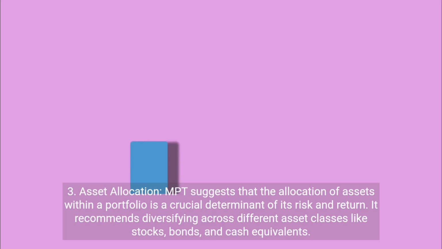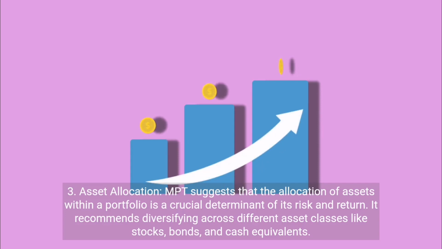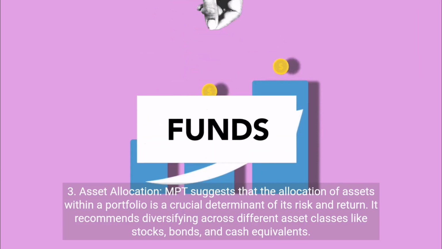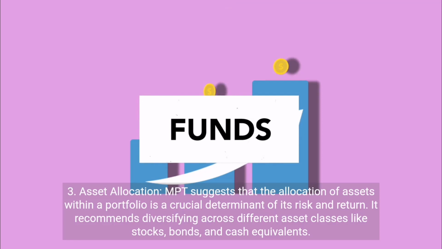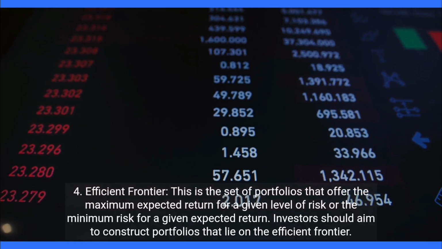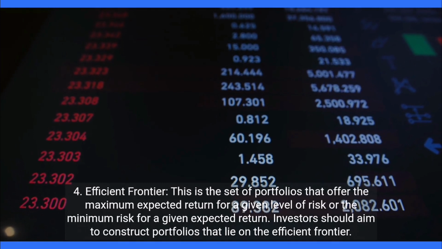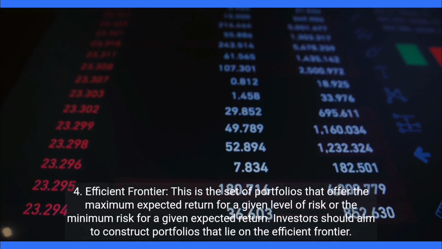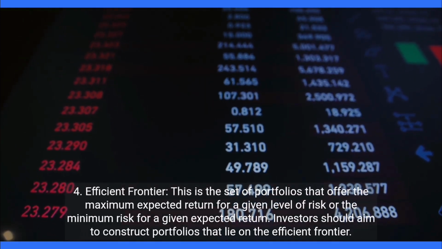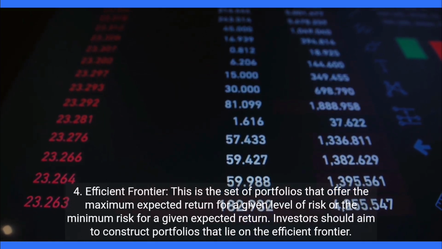3. Asset allocation. MPT suggests that the allocation of assets within a portfolio is a crucial determinant of its risk and return. It recommends diversifying across different asset classes like stocks, bonds, and cash equivalents. 4. Efficient frontier. This is the set of portfolios that offer the maximum expected return for a given level of risk or the minimum risk for a given expected return. Investors should aim to construct portfolios that lie on the efficient frontier.